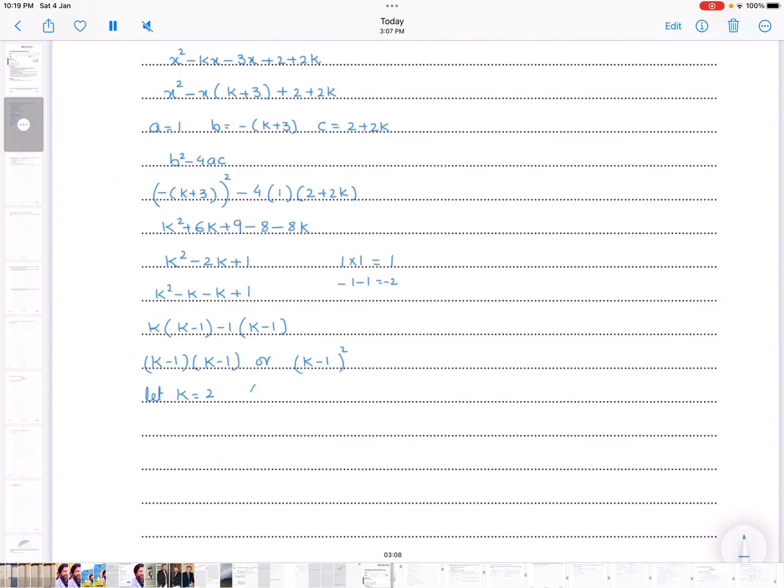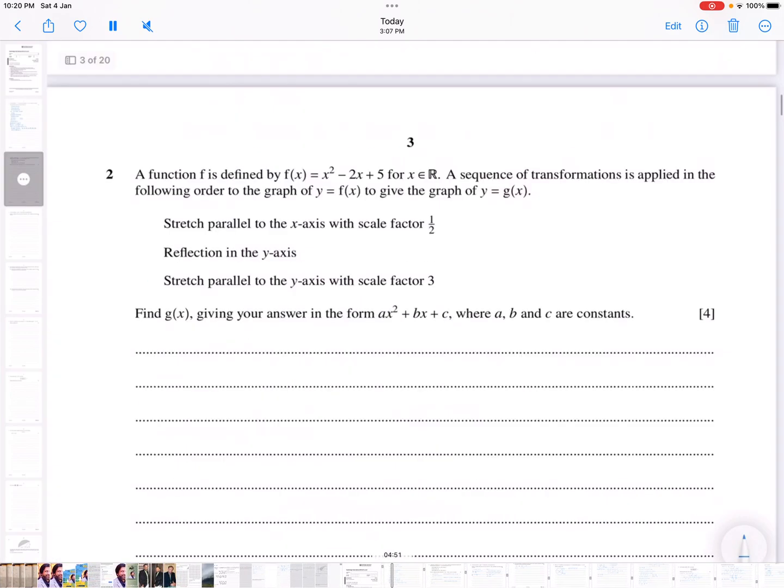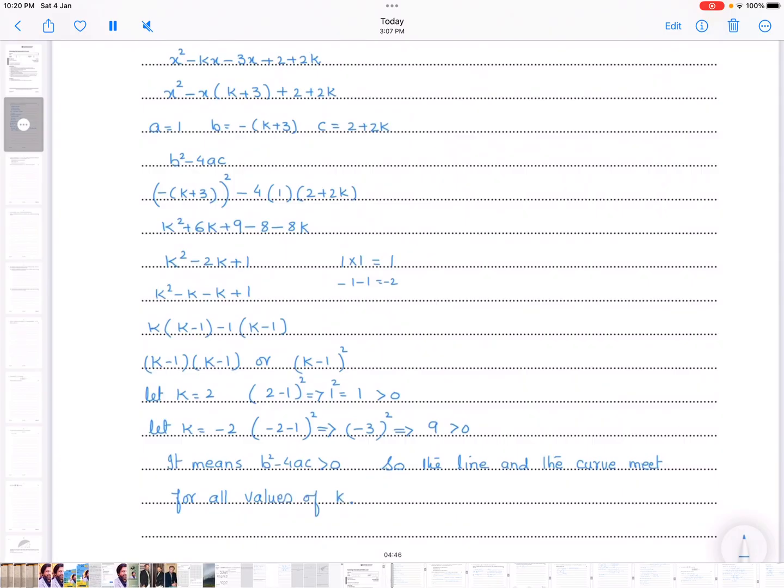Let's say k equals 2. So 2 minus 1 whole squared is 1 squared, which is greater than 0. Now I'm going to take negative 2 in place of k. So my result is minus 3 whole squared, which is 9, and 9 is also greater than 0. It means that whatever value I use in place of k, the result would be greater than 0. So I can say b squared minus 4ac is greater than 0. So the line and the curve meet for all values of k.